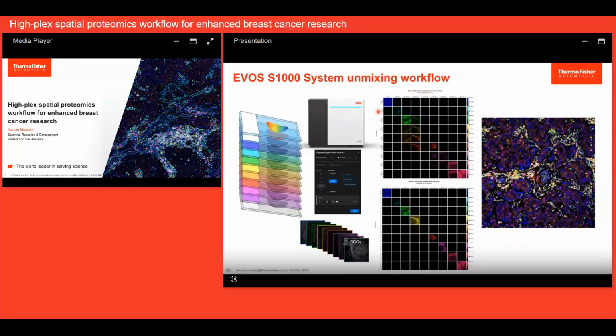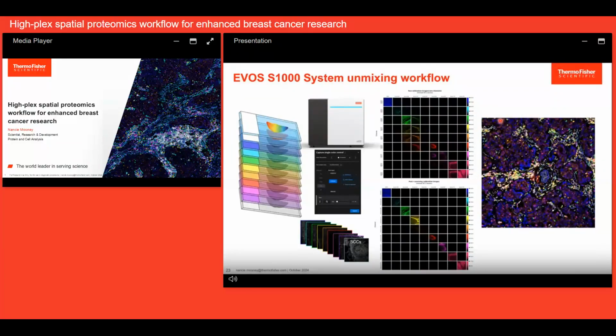By using this unmixing matrix, what one can do is, pixel by pixel, the machine is able to look at the spectral signature in each pixel and then know how much of that signal came from each of the fluorescent profiles of the fluors that you've fed into the system.